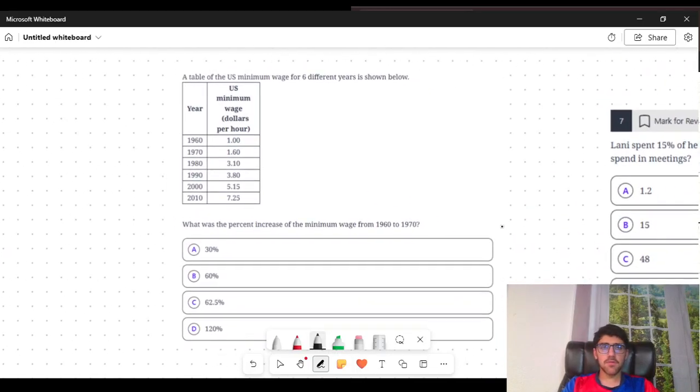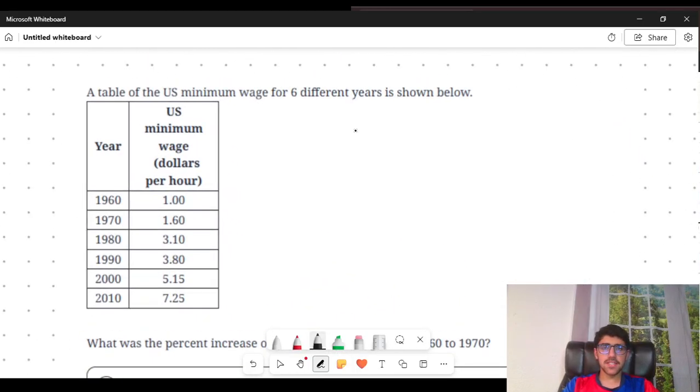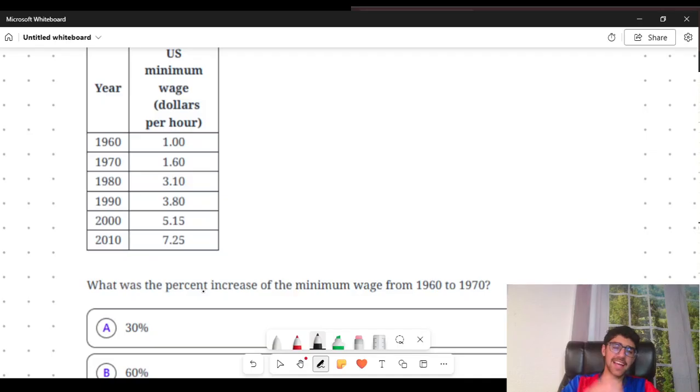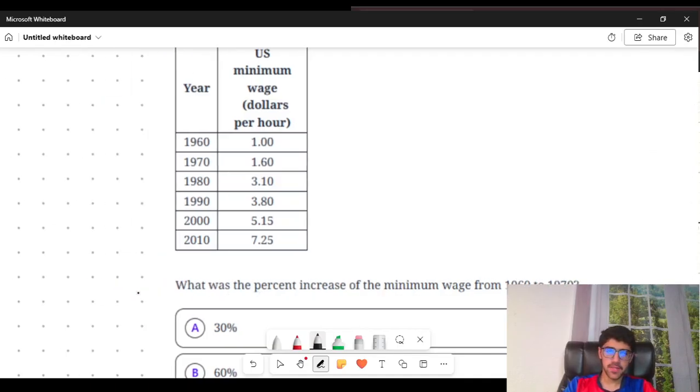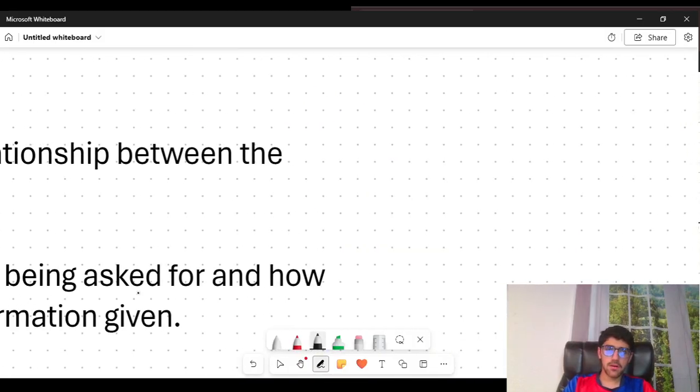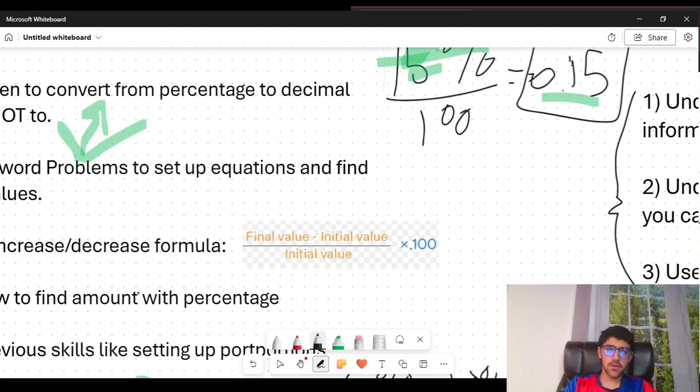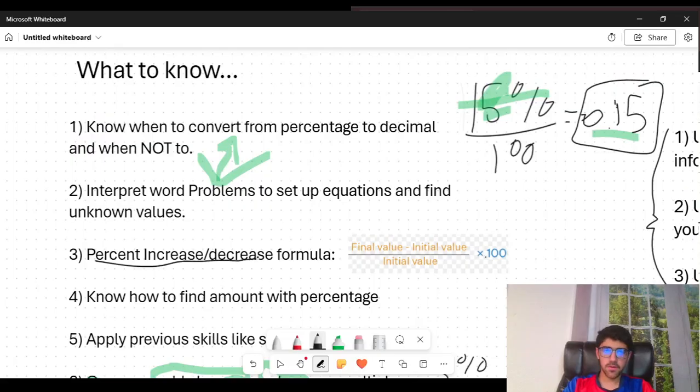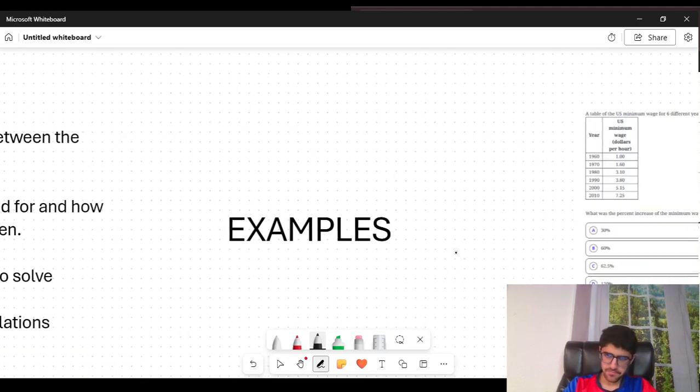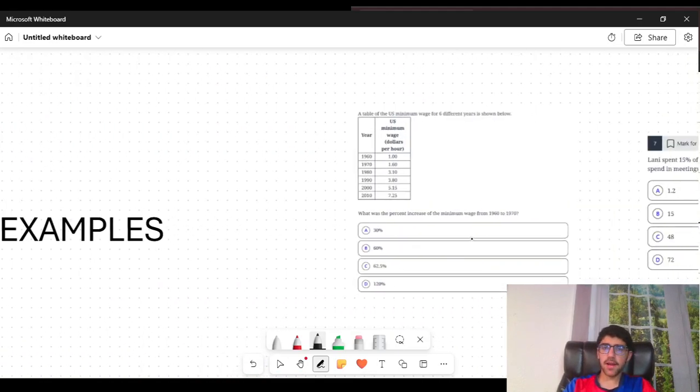So this is a table of the US minimum wage for 6 different years shown below. So 1960, 1970, 1980, 1990, 2000, 2010. And then it asks us what is the percent increase of the minimum wage from 1960 to 1970. So if you recall, the percent increase/decrease formula is final minus initial over initial, basically, if you want to memorize it like that. That's how I memorize it. Final minus initial over initial.